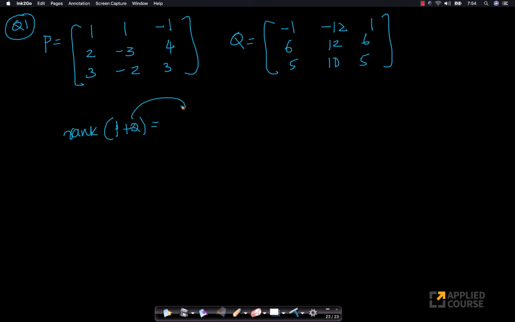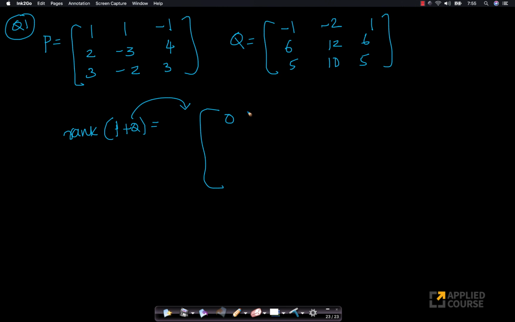Now let's first compute P plus Q. What is P plus Q? If I just simply add them element wise, 1 plus minus 1 is 0. 1 plus minus 2, sorry, my bad, this is minus 2. Let me write it properly. Let me check the numbers. Minus 1, minus 2, 1, 6, 12, 6, 5, 10, 5.